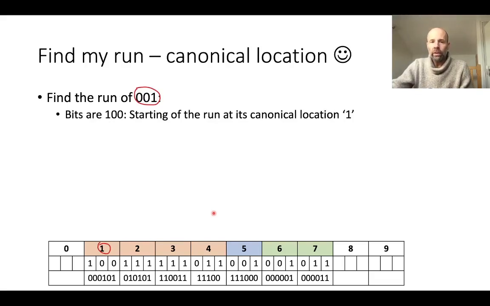The only thing that remains to be understood is how to find the location of a run. So there are some simple situations. Imagine the first situation. I'm trying to find the location of the run corresponding to quotient 0, 0, 1. So I'm going to check at this location what are the 3 bits. And here it's simple because the 3 bits are 1, 0, 0. This means that you are in a canonical location where the run you're looking for starts. So you know directly that the run that you're looking for starts at this location, and that's simple.